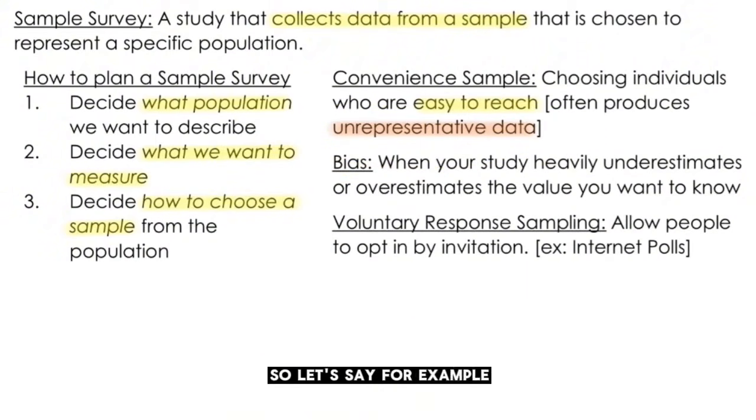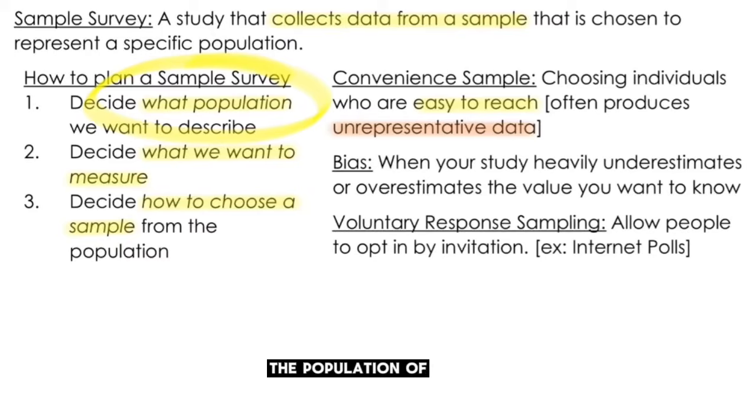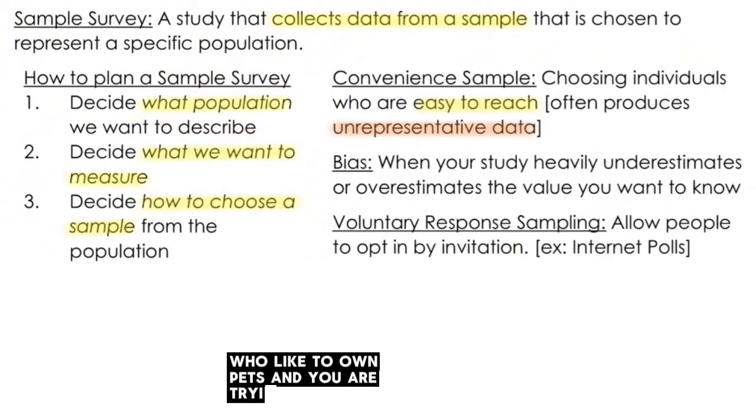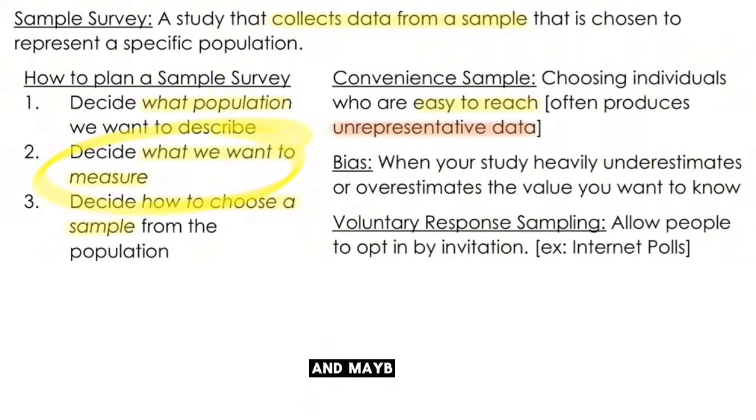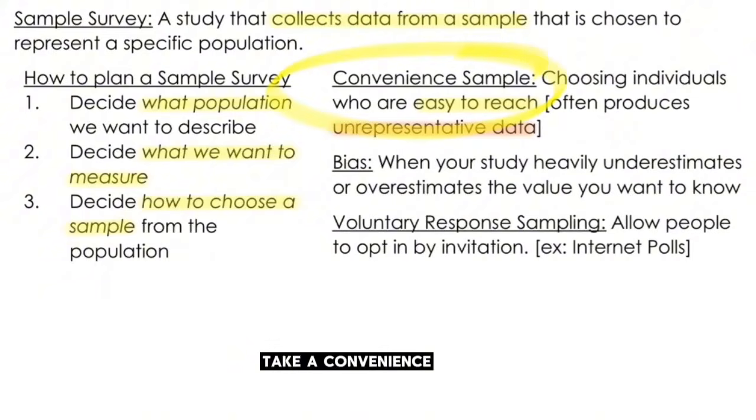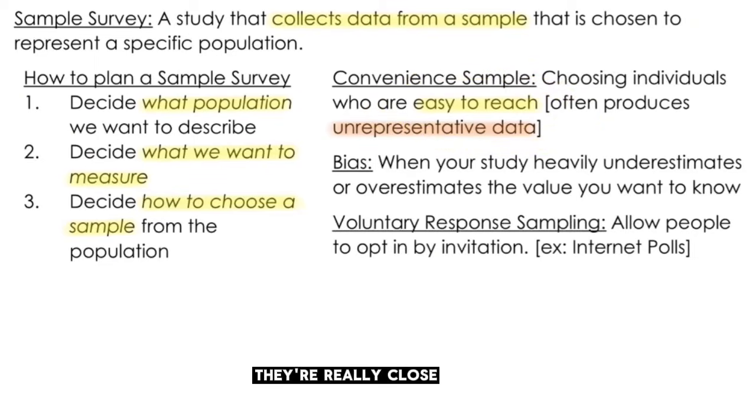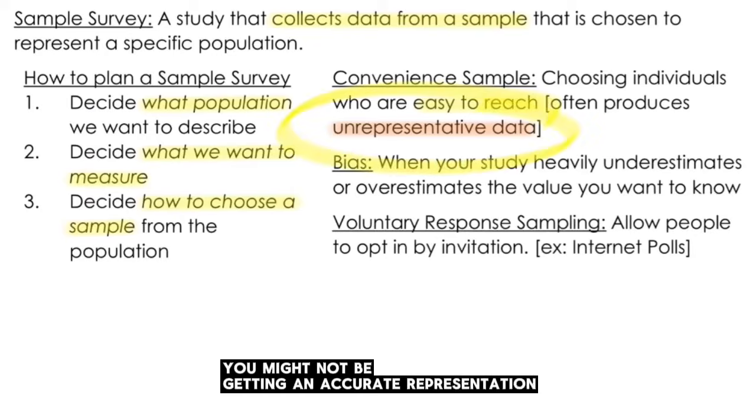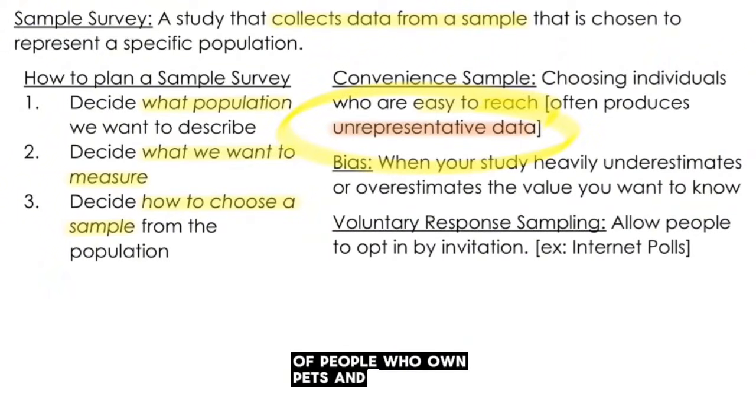So let's say, for example, you're trying to look at the population of people in the state of Florida who like to own pets, and you are trying to measure that likelihood, and maybe on a scale of 1 to 5, 1 to 10, whatever. If you were to, let's say, take a convenience sample of only the people who live on your street, in your neighborhood, really easy to talk to all those people, they're really close to you, but the problem is you might not be getting an accurate representation of people who own pets and like to own pets.